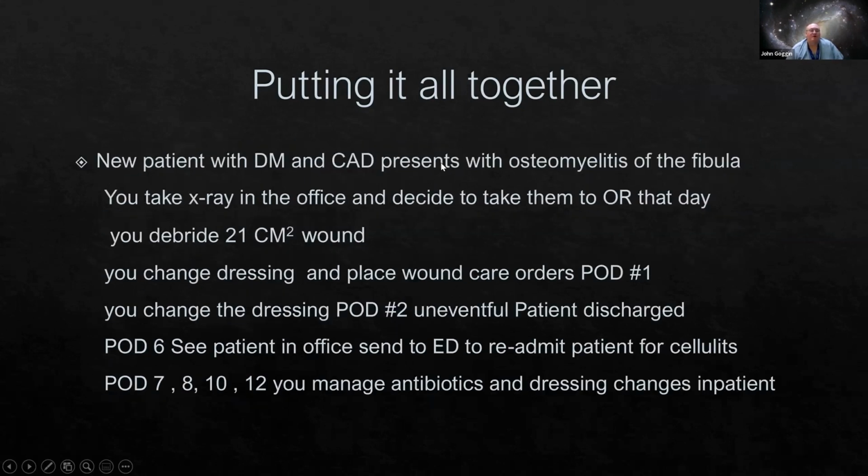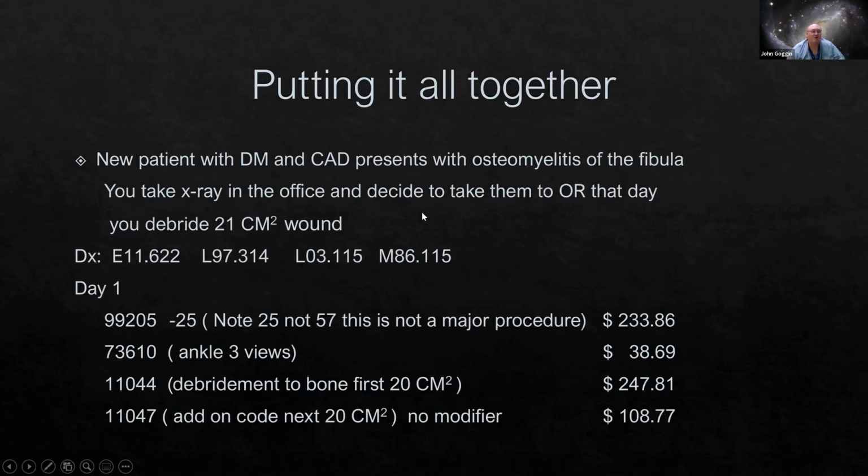Similar situation, you have a patient with diabetes, coronary artery disease. You take them to the operating room to debride a large, deep wound. You change the dressing on the 1st and 2nd days. You see them post-op day 6 and have to readmit them. Same situation for about 4 days. In this situation, you're going to have a level 5 visit because this is a much more medically complicated patient. You have a 25 modifier for the debridement because debridement is a minor procedure.